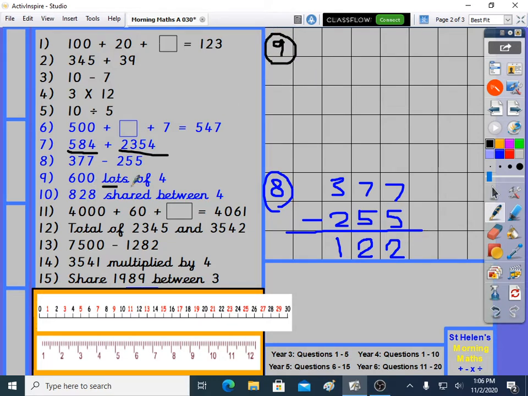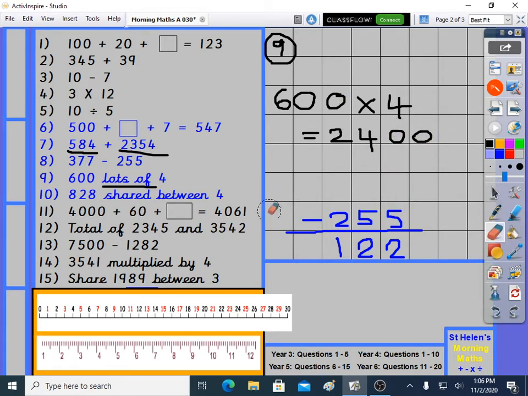Lots of means times. So this, we don't need a method for this, because you might be thinking already, this is just times tables in disguise. 6 times 4 with a couple of zeros placed on it, really. 6 times 4 equals 24. 2 zeros to place. 1, 2. So it's 2,400. Times tables in disguise are one of my favourite things in maths. Many of you will be able to get very good at doing these even in your head in the end.